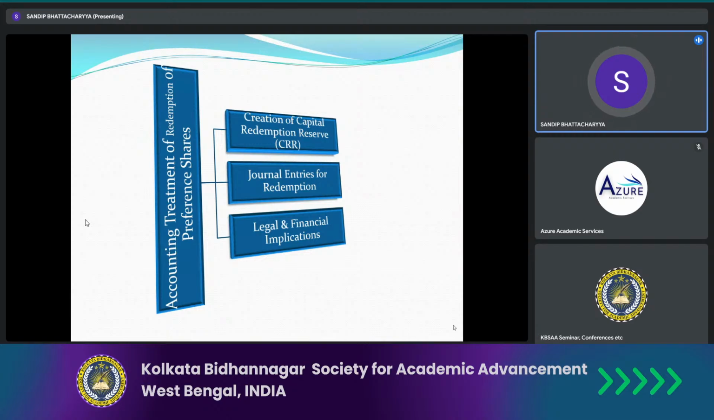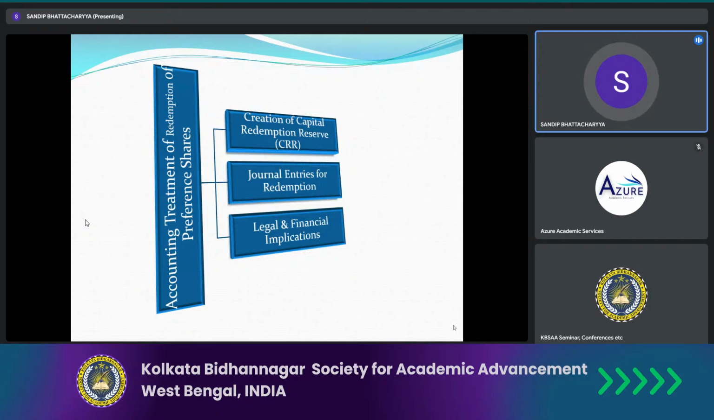In short abbreviation, it is called CRR, as already mentioned in my slide. So you must create CRR when you proceed with the redemption, but you must ensure that the financial strength of the company cannot be violated. This is the first one. Second is the journal entry. There are different journal entries, as per the Companies Act or the company's regulation, which you need to pass. How this journal entry will be processed, we will see in a later slide.